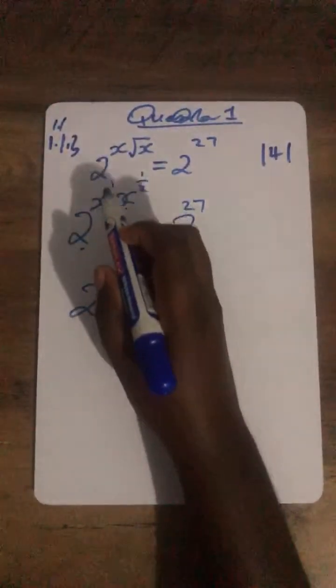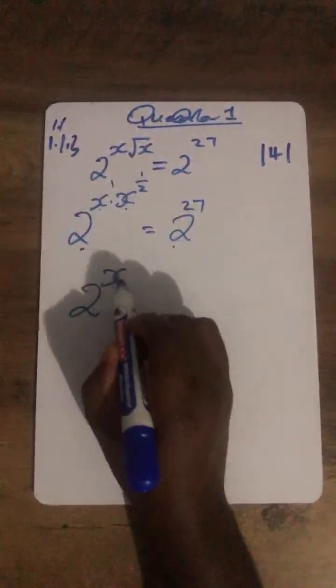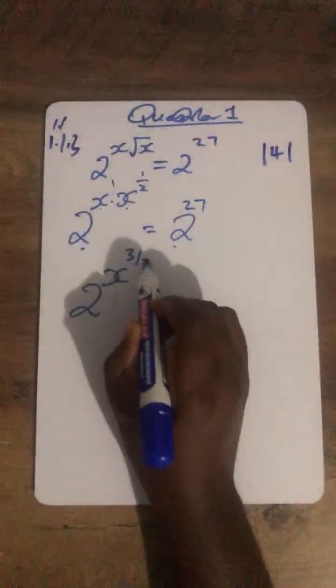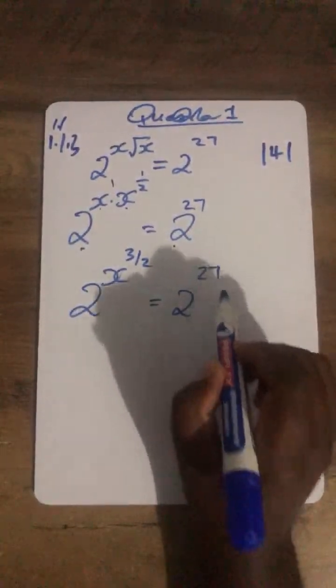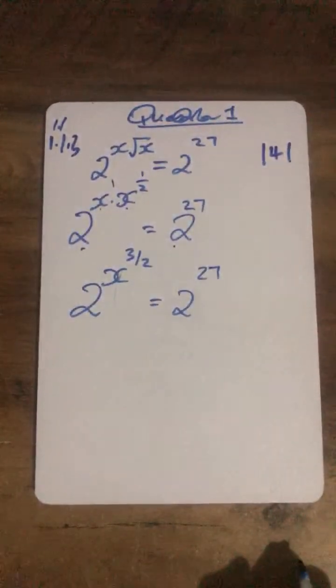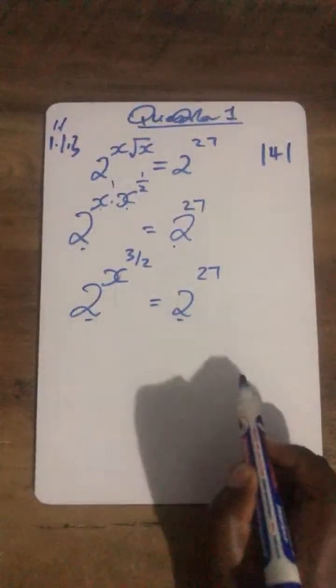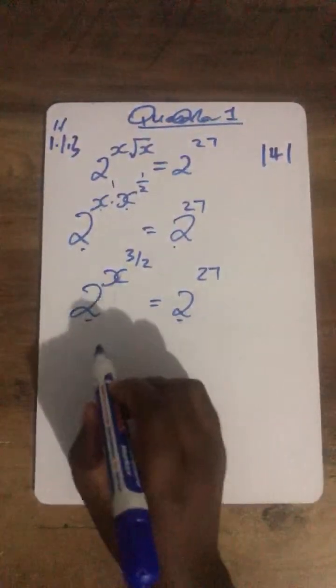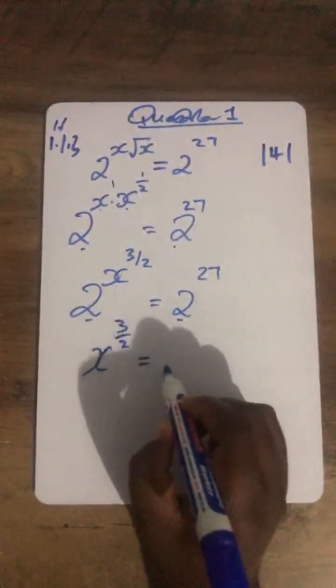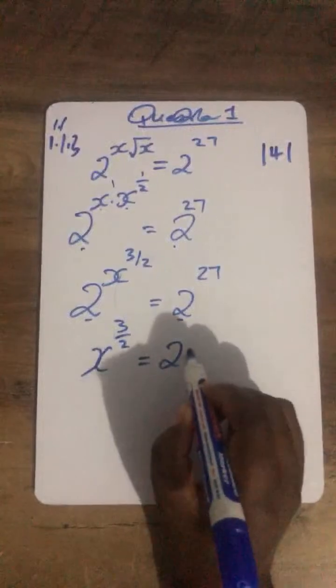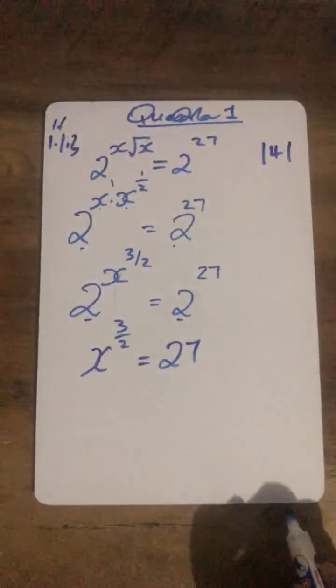Wait, I had to have x there as the base. x to the exponent 3 over 2 is equal to 2 to the exponent 27. So now the bases are the same, you can equate the exponents. So you have 3 over 2 there, which is equal to 27.